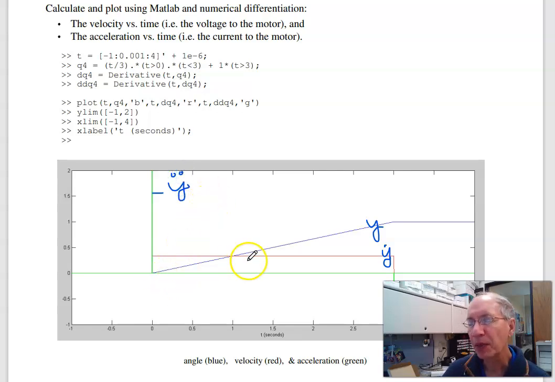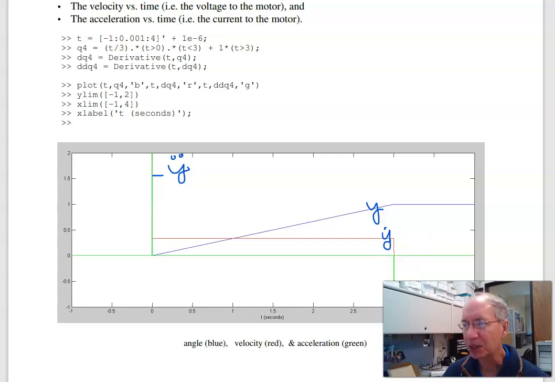Now this is actually kind of a bad path. This is a motor. The voltage, roughly, is the velocity. The current, roughly, is the acceleration. I need the current to go to infinity to start the motor, minus infinity to stop it. Infinite current's kind of a problem, burns out motors. So this is probably a bad path.